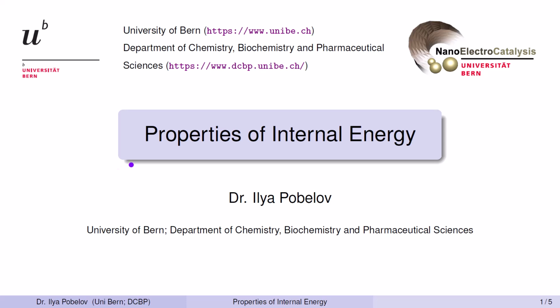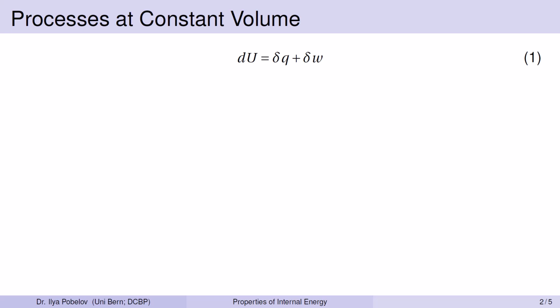Welcome to the module titled Properties of Internal Energy. In this module, we will explore some fundamental characteristics of internal energy. We have seen that the first law of thermodynamics states that dU, the infinitesimal change in internal energy, is equal to the infinitesimal change in heat, delta Q, plus the infinitesimal change in work done by the system, delta W.